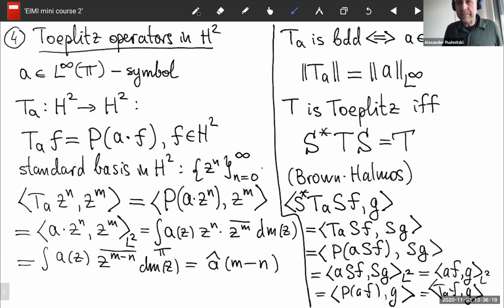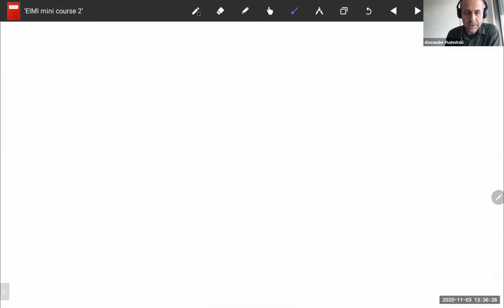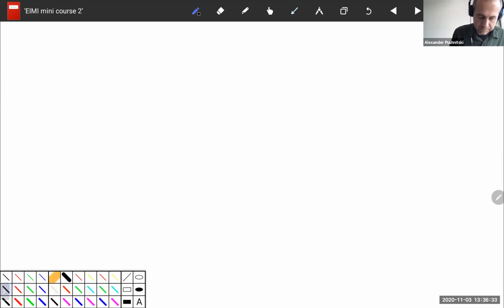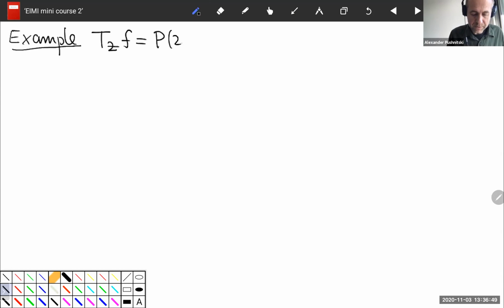Okay, so now let me discuss spectral properties of Toeplitz operators a little bit. Maybe first some simple example. If we have a Toeplitz operator with the symbol which is just z, what is this then? This is P of zF, and we don't need P because F is already in the Hardy class. We multiply it by z, so it's still in the Hardy class. So this is zF. So this is just SF. Okay, so T_z is just S.